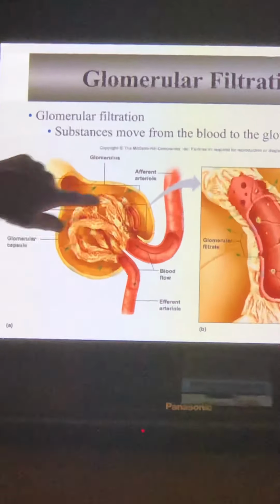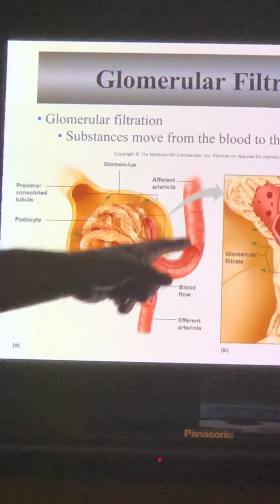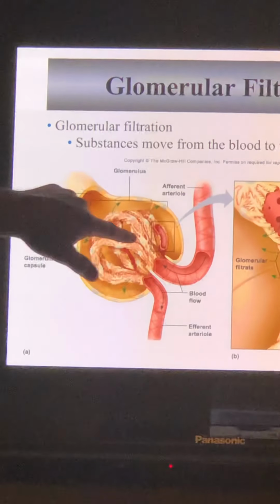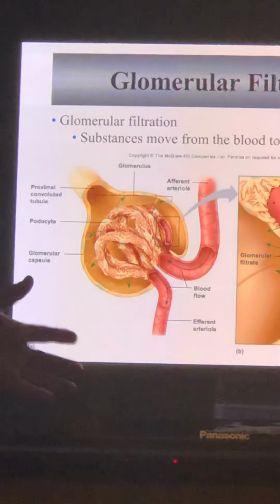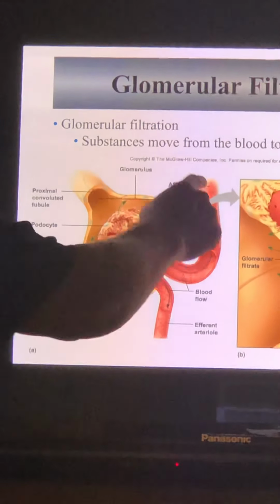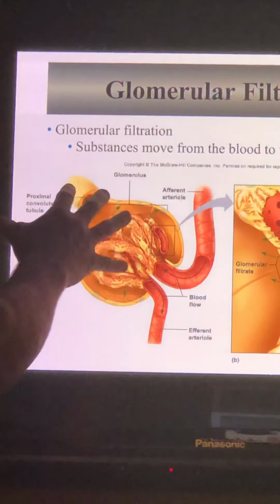Remember, the glomerulus or glomerular capillaries, we have an afferent arteriole coming in and efferent going out. That is bringing the blood to thousands of these nephron units, which is where we're going to carry on these three processes. So the afferent coming in, once it gets into the glomerular capillaries, it is filtered.